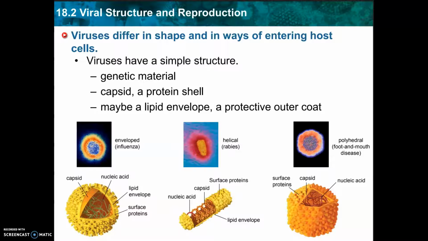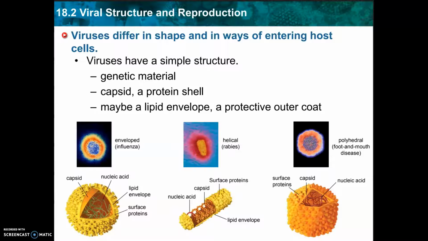If we move on to the next type of virus, this is the helical virus. An example of that one is rabies. The structure of this one does not resemble that of the enveloped virus. A helical virus is going to have its nucleic acids along with its capsids in a helical form inside of a surface proteins and lipid envelope.